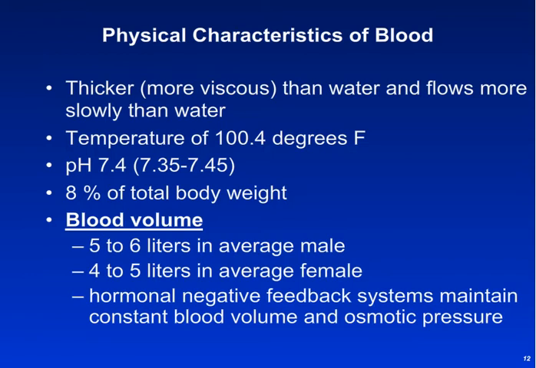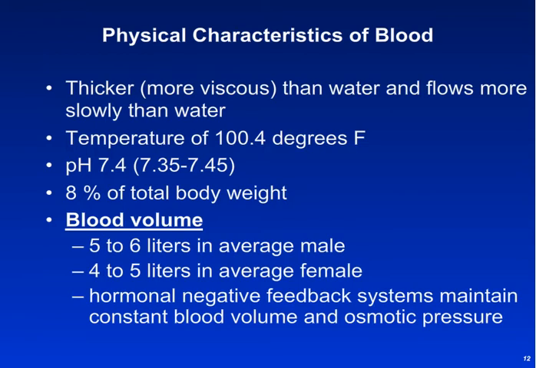So blood is connective tissue, and it actually comprises a fair amount of our body weight. 8% of our body weight is blood. And if you know somebody's weight and you know that this 8% rule, you can actually estimate the amount of blood that that person will have in their body. And of course, that depends on body weight and whether they're male or female. But in general, males tend to have 5 to 6 liters of blood.